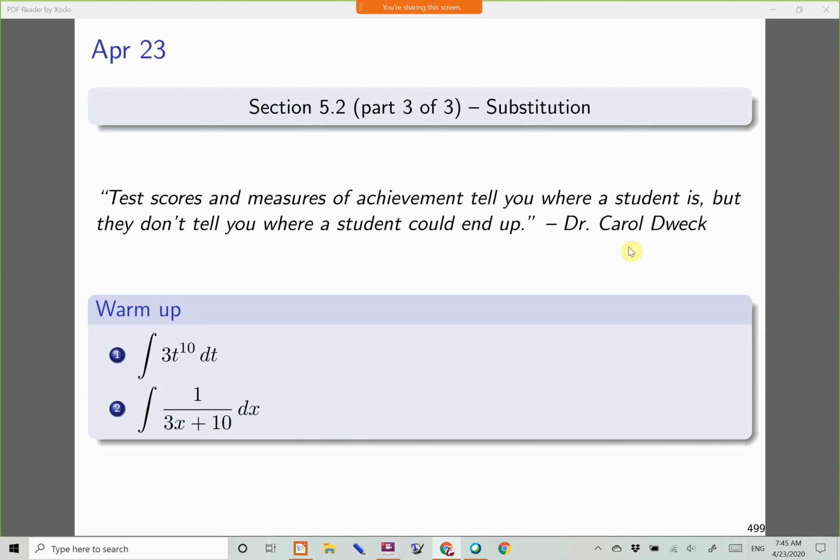If both the t's were x's, do the same thing that you'd normally do. If the t and the t, both here and here, were u's, same general process. And then the second one is to find yet another antiderivative, so that's to find the antiderivative of 1 over 3x plus 10.